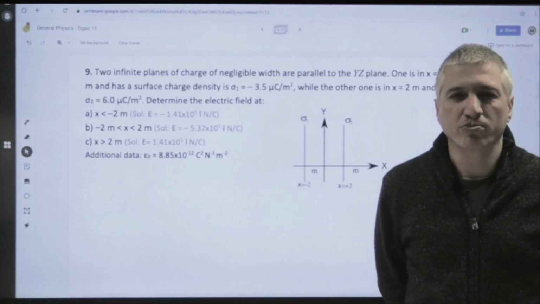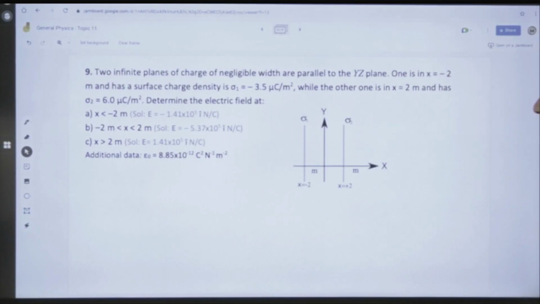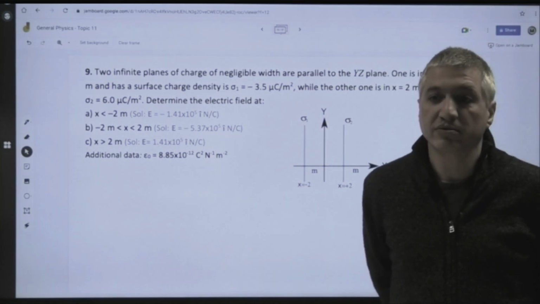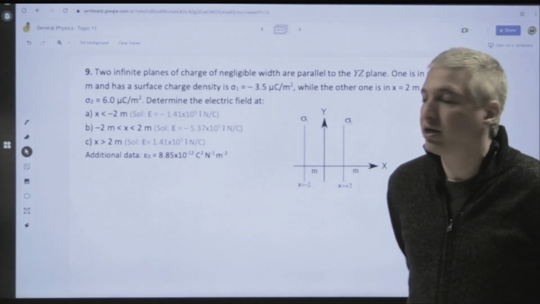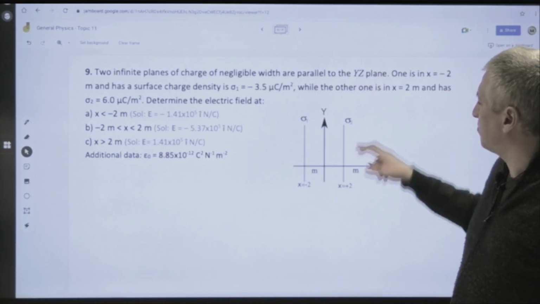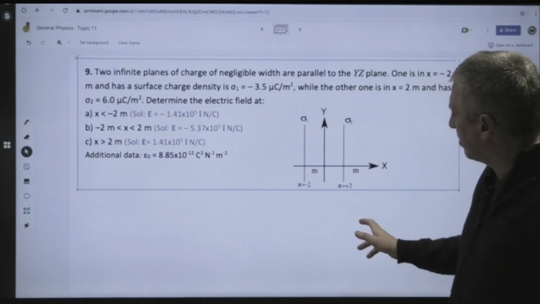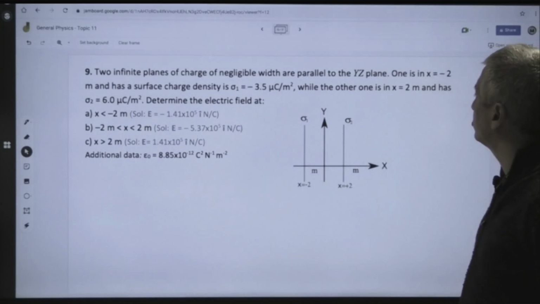Okay, now we move to exercise 9 of topic 11. In this case, we have two infinite planes of charge that have negligible width, therefore we can assume that they are extremely thin, and are parallel to the YZ plane. So we can plot them in this YX plane. So this will be our two parallel infinite planes of charge.